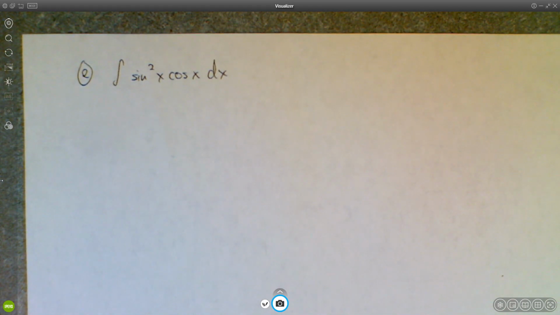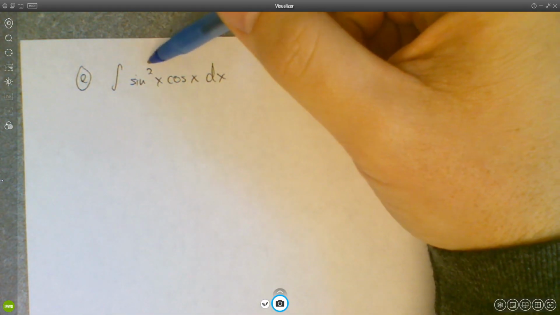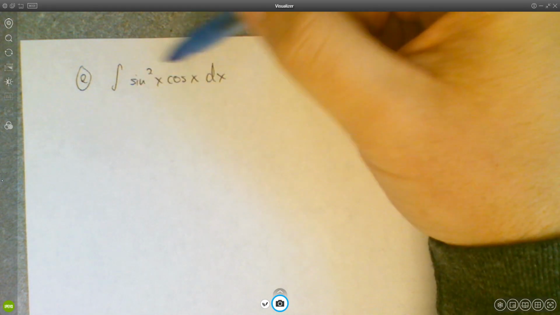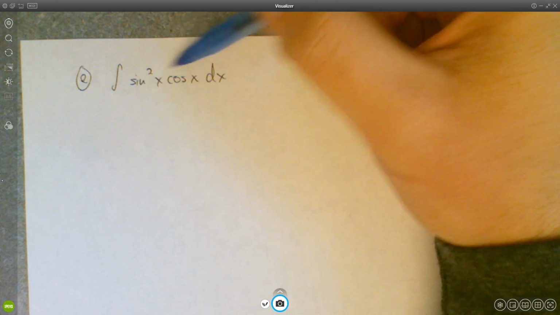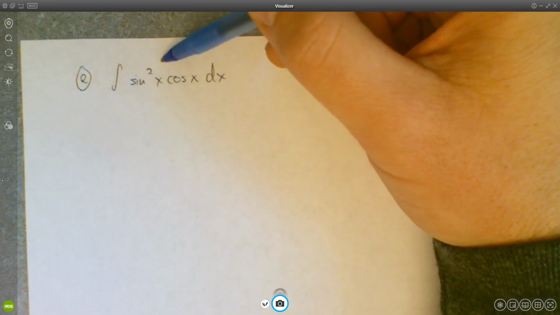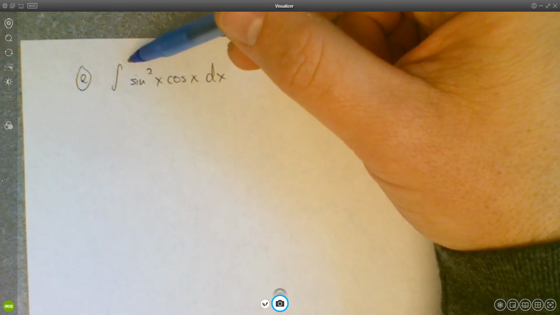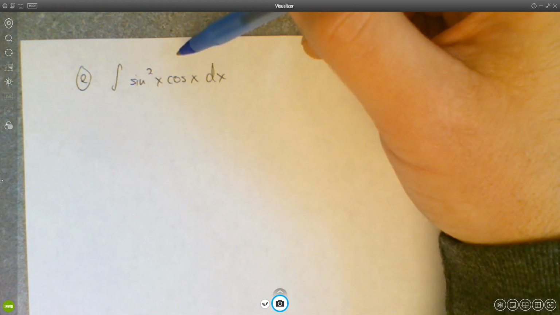There are a couple ways you might try to approach this problem. One thing that you could do, I don't know of any function whose derivative is sine squared times cosine, right? So I don't know what the antiderivative of this stuff is, and integrals don't distribute across multiplication. So you can't just say, well, it's the antiderivative of sine squared times the antiderivative of cosine. That's not exactly how it works, right?